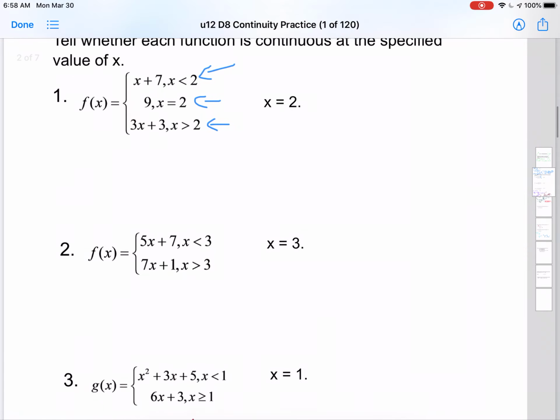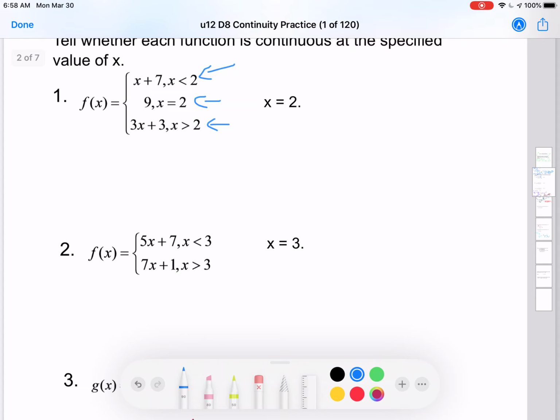Okay, let's try another one. Okay, let's take this piecewise function and see if it is continuous at x equals 3. So same thing, we'll do our 3 steps. First one, is there a function value? Well, x is less than 3, x is greater than 3. So this is going to be something like with open circles, like something like this. So there's going to be no value there. So there is no function value.